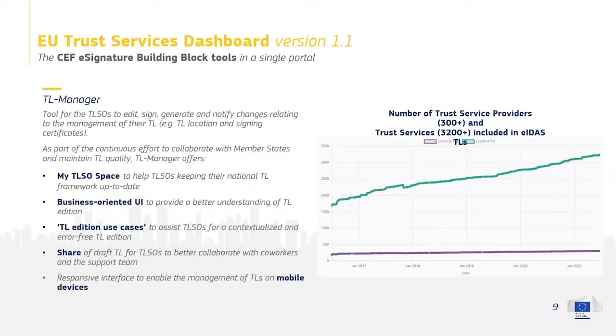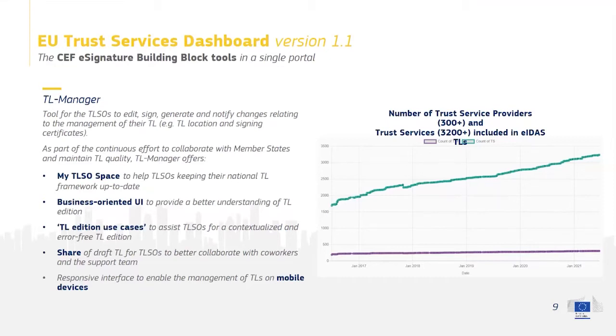Now version 1.1 has been released, in fact, 2 weeks ago, which included the TM manager that has been already covered 2 weeks ago during the TLSO workshop. So I won't go too much into detail here. So the TM manager is the tool for the TLSOs to edit, sign, and generate, and as well notify changes related to the management of their trusted list. So for example, if the location of the trusted list is changed, they can notify this location via the TM manager.